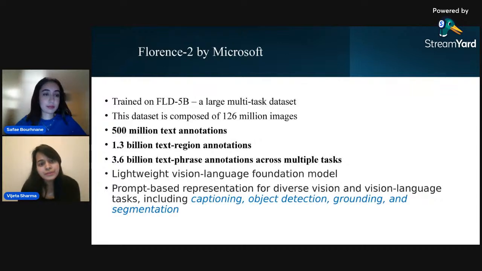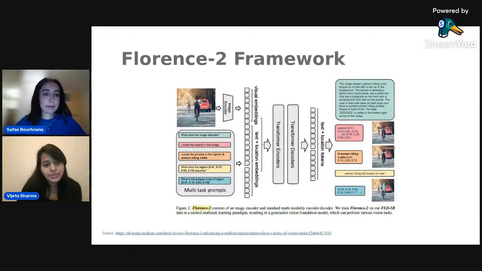So some LVM models are Florence 2. You can see here they are trained on 500 billion text annotations, 1.3 billion text region annotations, 3.6 billion text phrase annotations. So you can understand how big this model is, and they can handle captioning, object detection, grounding, segmentation, and so many tasks with a single model, because they are trained on this big dataset, right? Florence 2 is developed by Microsoft. This is the framework here.